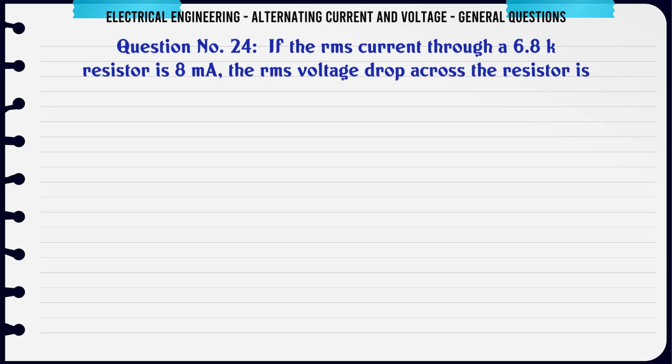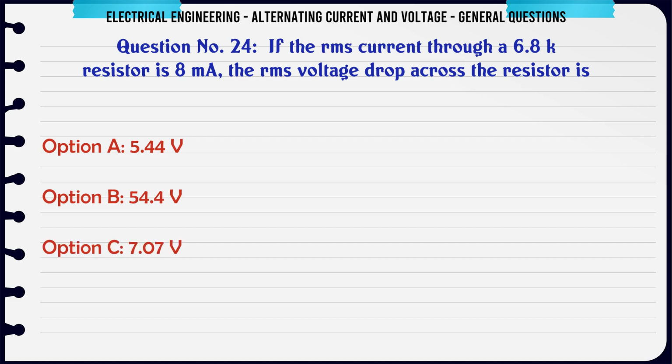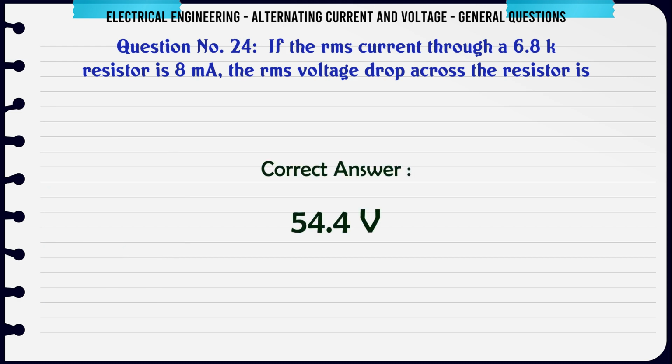If the RMS current through a 6.8 kΩ resistor is 8 mA, the RMS voltage drop across the resistor is: A, 5.44 V; B, 54.4 V; C, 7.07 V; D, 8 V. The correct answer is 54.4 V.